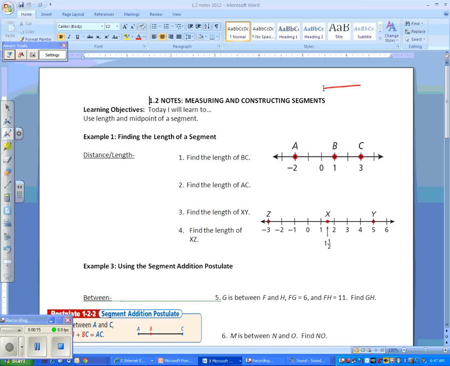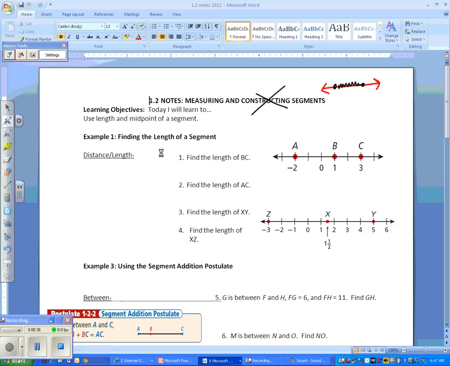A line goes on forever and ever and always and never stops, whereas a segment is only talking about the distance or the length between 2 points. So a segment would be this black part of the entire line. And today we're going to talk about measuring and constructing them. We're actually not going to be constructing them yet, I apologize, but later we will.